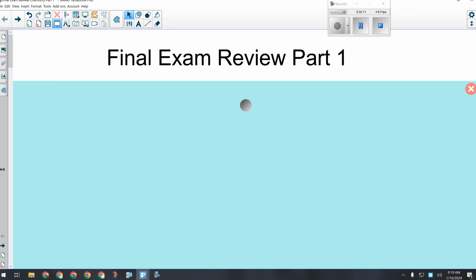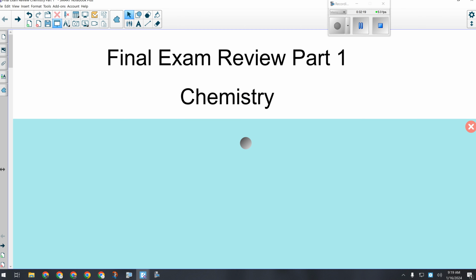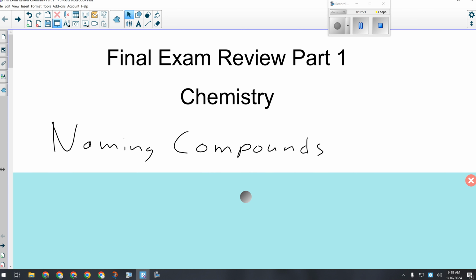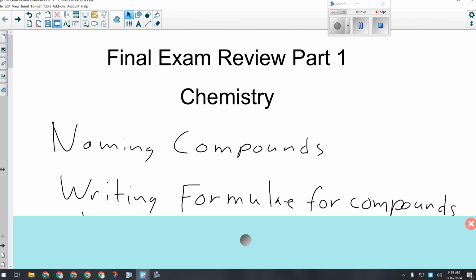All right, so for chemistry, the first thing you need to know, the most basic fundamental skill that you have to have in order to do basically anything in chemistry: naming and writing the formulas for compounds. If you can't do that, you can't balance equations, you can't write equations, you can't do mole calculations. You have to be able to name a compound and, more importantly, write its formula.